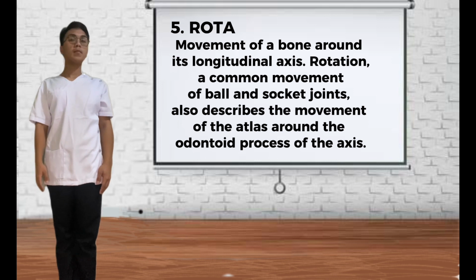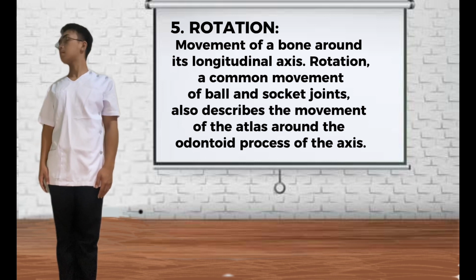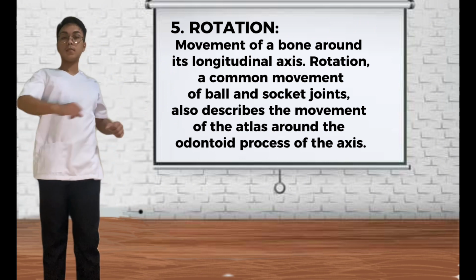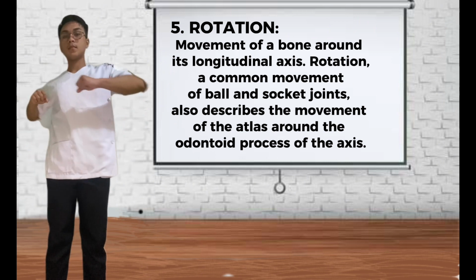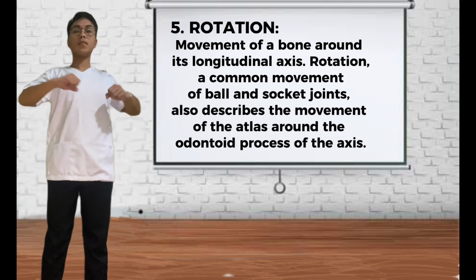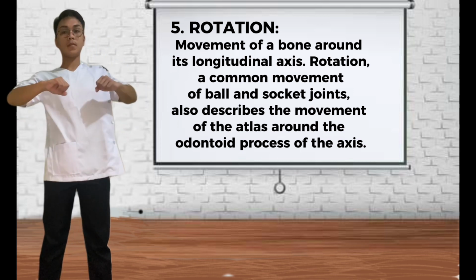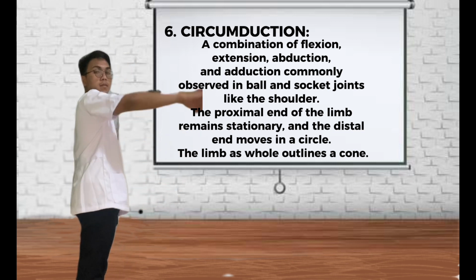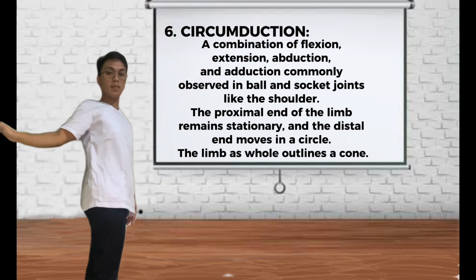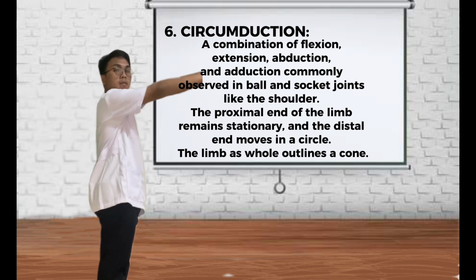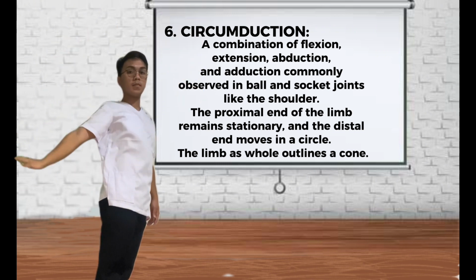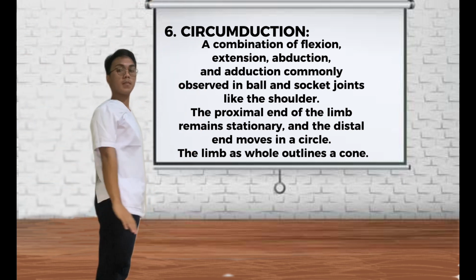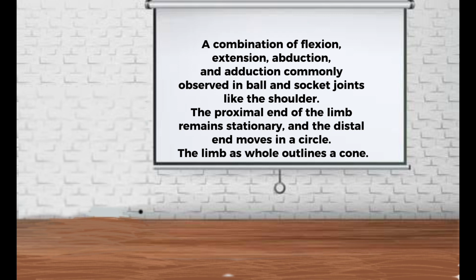Rotation, movement of a bone around its longitudinal axis. Rotation is a common movement of ball and socket joints. It also describes the movement of the atlas around the odontoid process of the axis. Circumduction, a combination of flexion, extension, abduction, and adduction, commonly observed in ball and socket joints like the shoulder. The proximal end of the limb remains stationary, and the distal end moves in a circle. The limb as a whole outlines a cone.